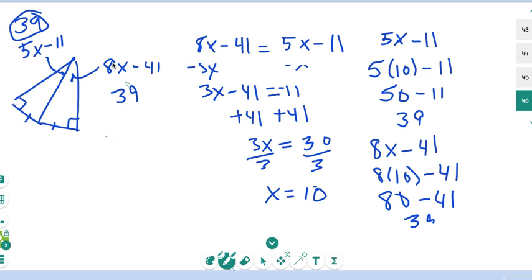And that's how you use the angle bisector theorem and converse to find missing parts of a triangle.